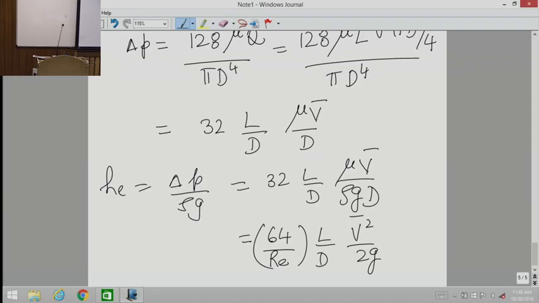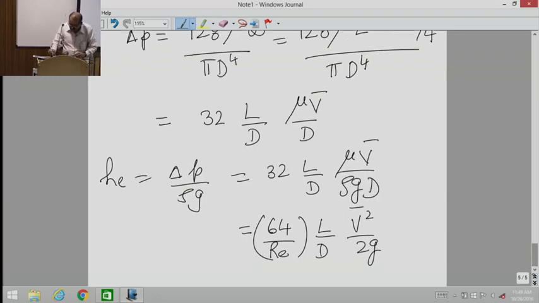Now here if you look at it, V square by 2G has dimensions of length, which is the dimension of head loss also. So that means 64 upon Re is dimensionless and L upon D is also dimensionless. Now why I am doing this will become clear in a minute. So in a laminar flow we have like this.